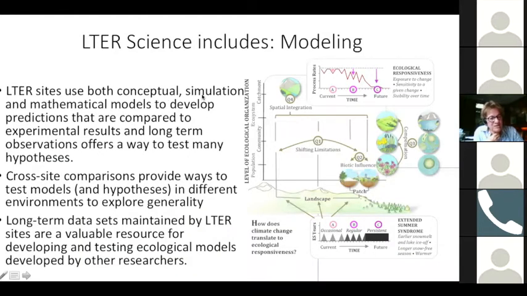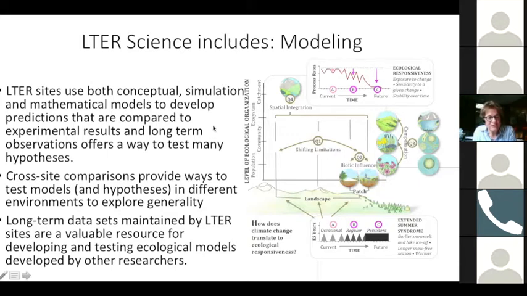So modeling is also an important part of an LTR, and modeling can take place in different ways. There can be conceptual models. You try and graphically display what you think is going on, what's important. There can be simulation models. You develop a parameterization of what you think is important, and mathematical models. And all 3 of these can be used to develop predictions that we can use to compare or motivate experimental studies and test both with experimental and long-term observations.